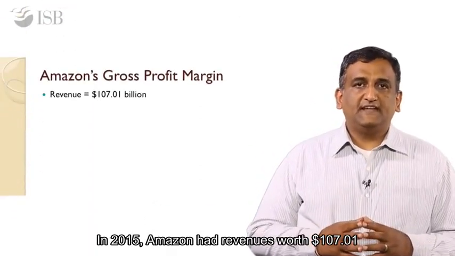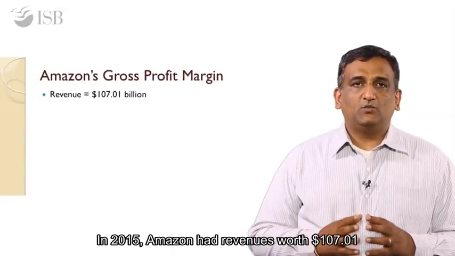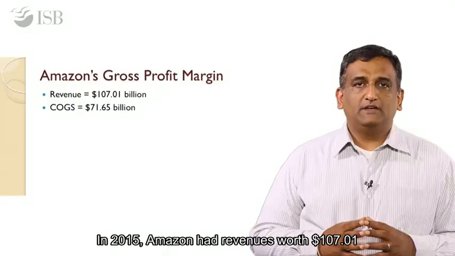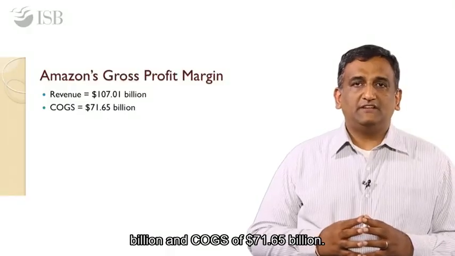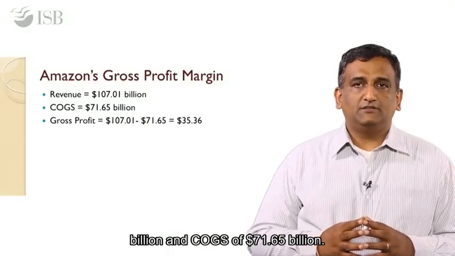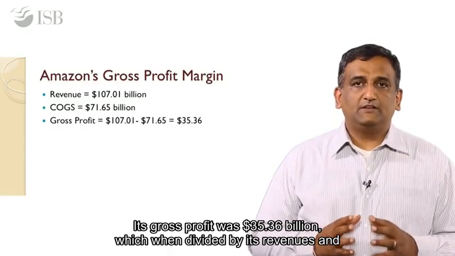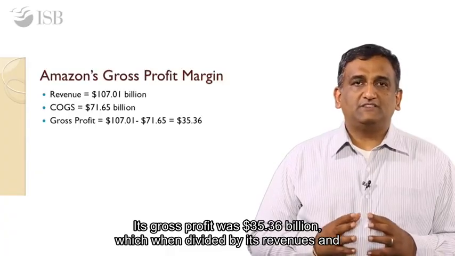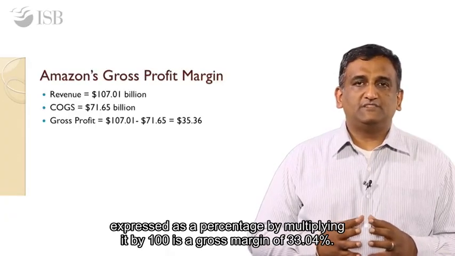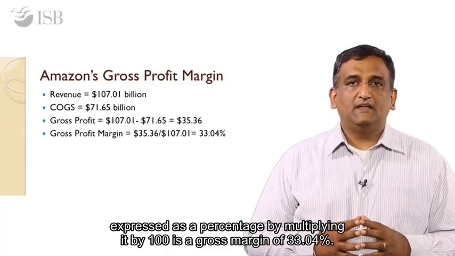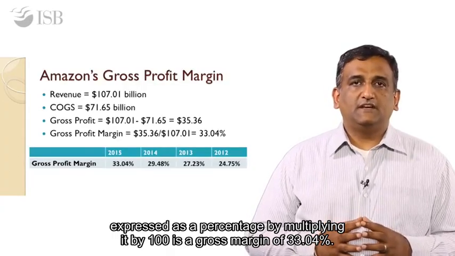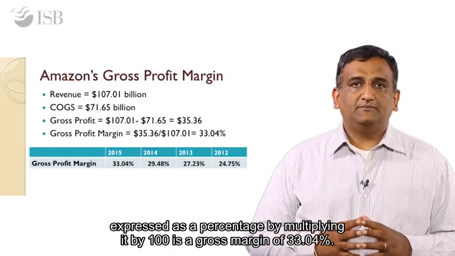In 2015, Amazon had revenues worth $107.01 billion and COGS worth $71.65 billion. Its gross profit was $35.36 billion, which when divided by its revenues and expressed as a percentage by multiplying it by 100, yields a gross margin of 33.04%.